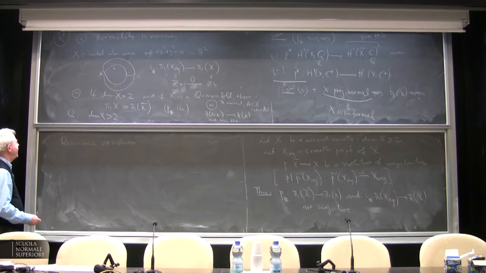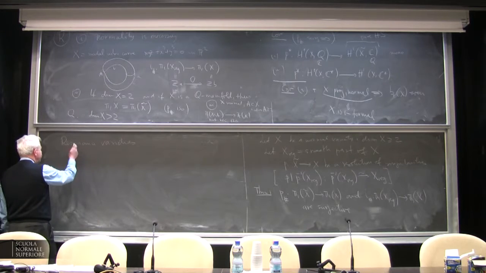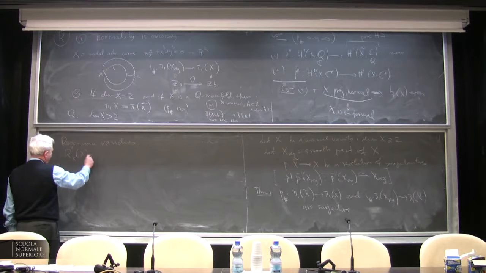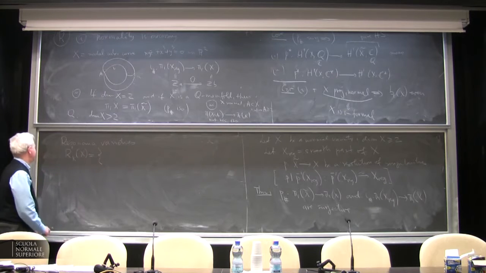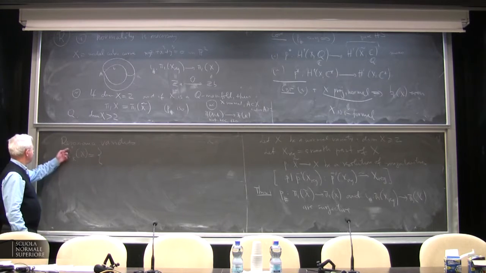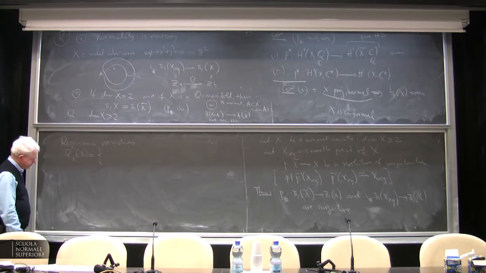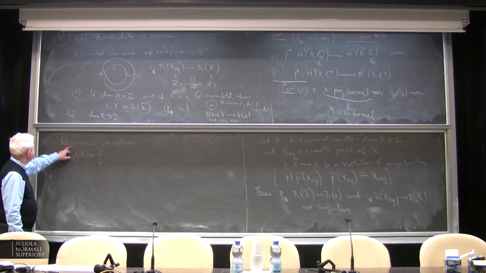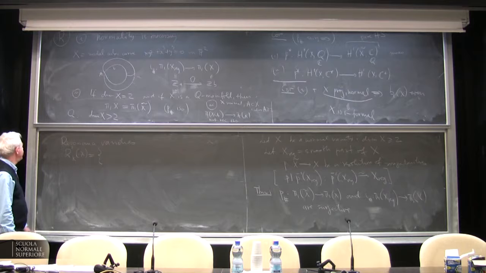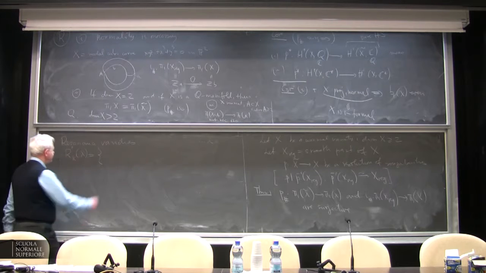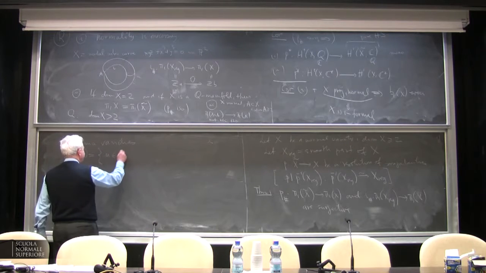For any finite CW complex X, we can define characteristic varieties. They can be defined for higher degrees, but I will stick to degree one here. And this means all the cohomology classes.